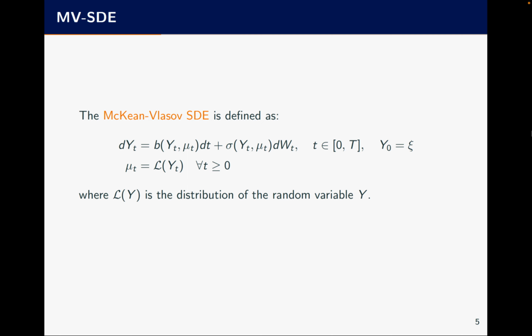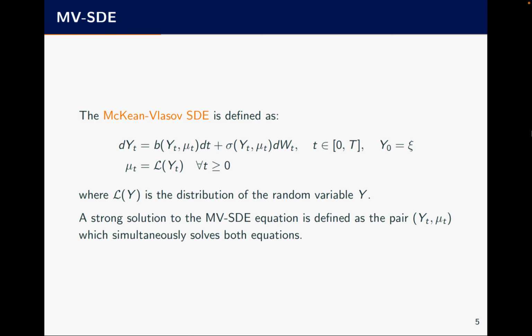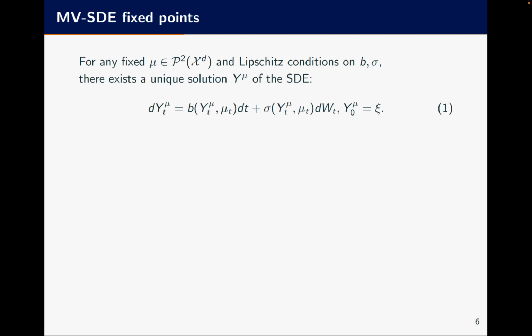So what are the solutions of this system like? A strong solution to the MVSDE equation is defined as the pair of y and mu which simultaneously solves both equations above. For any given measure mu, unrelated to the random variable y, with Lipschitz conditions on the coefficients of the SDE, classical arguments ensure there exists a unique solution y mu.